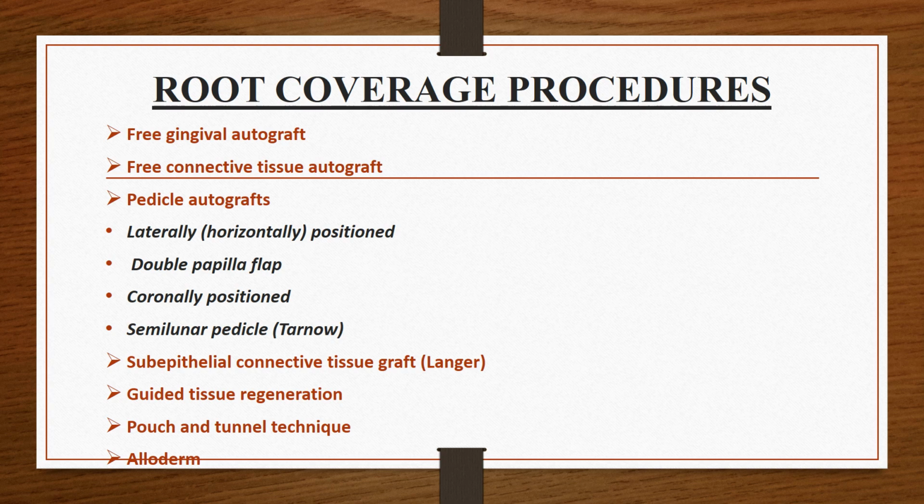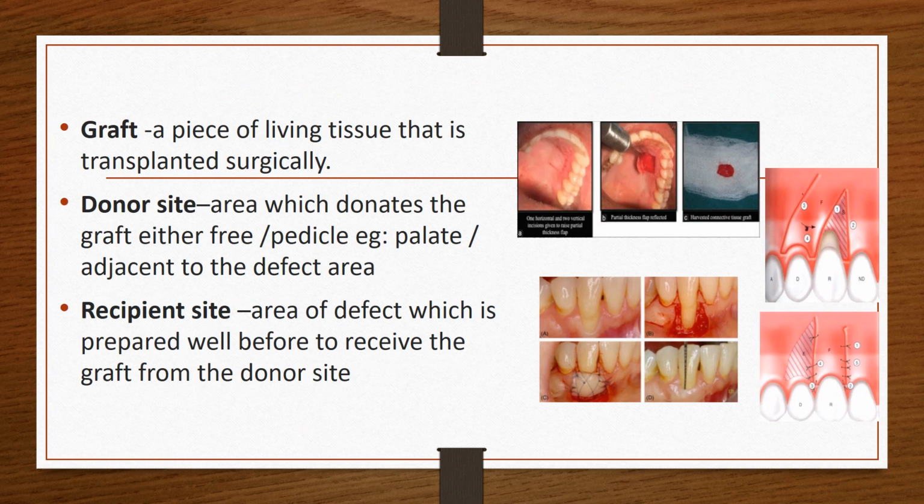So, coming to the details of each procedure. What is a graft? That you already know: a piece of living tissue that is transplanted surgically. What is the donor site? The area which donates the graft, either free or pedicle, examples being the palate or adjacent to the defect area. The recipient site is the area of defect, which is prepared well before receiving the graft from the donor site.